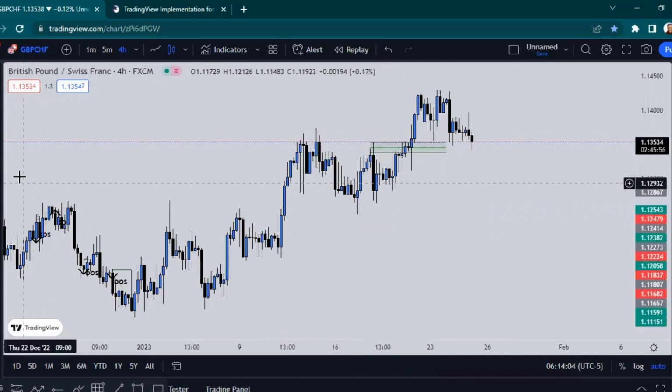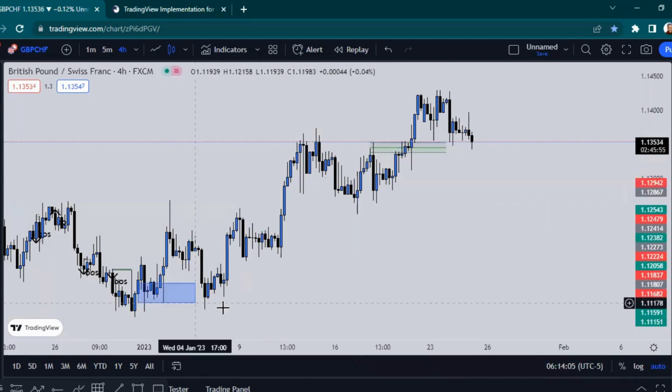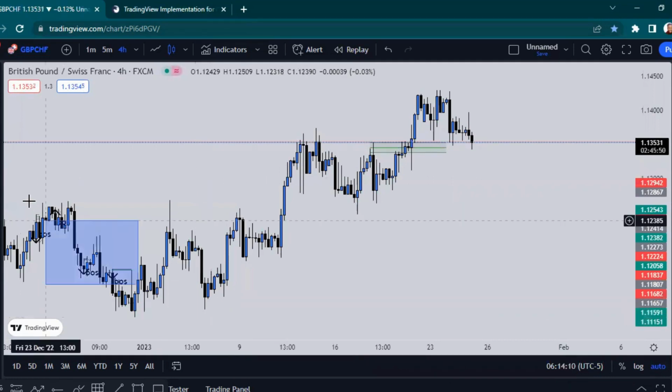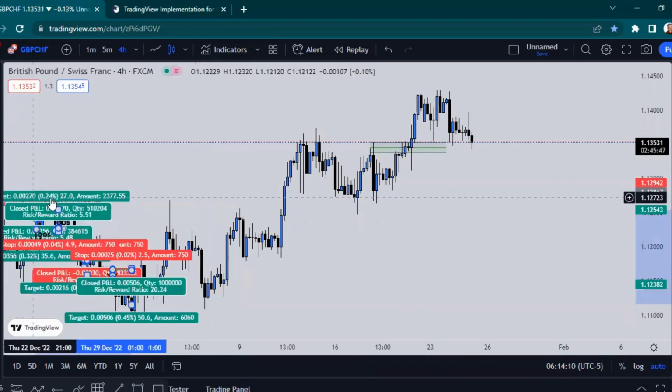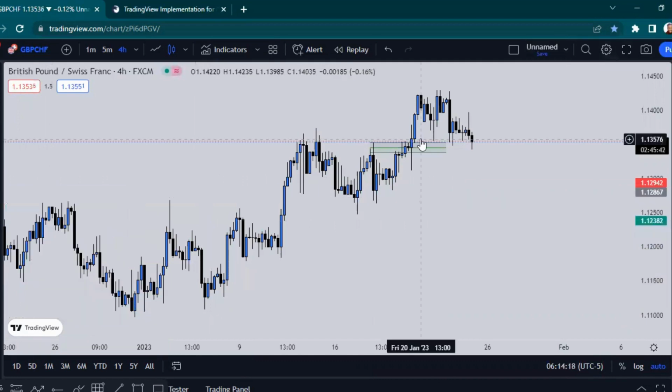Let me clear my charts. My charts are very messy. Oh damn! When I'm recording, this TradingView is really slow. It's like my RAM, the memory of my laptop, is very small. I need to upgrade.